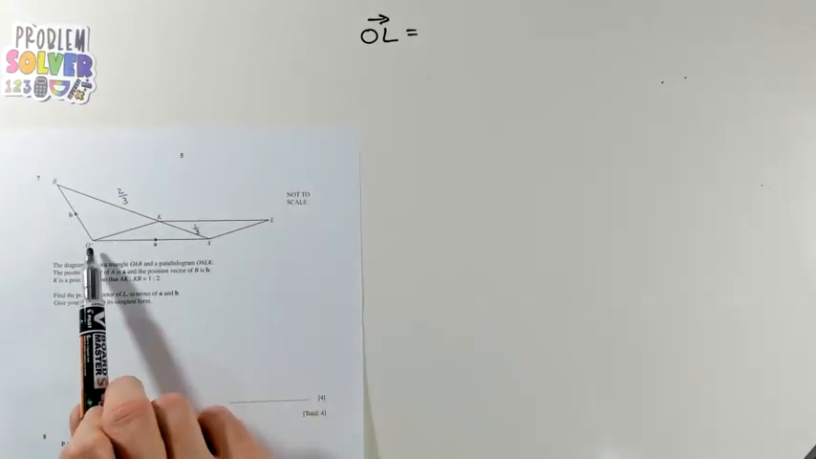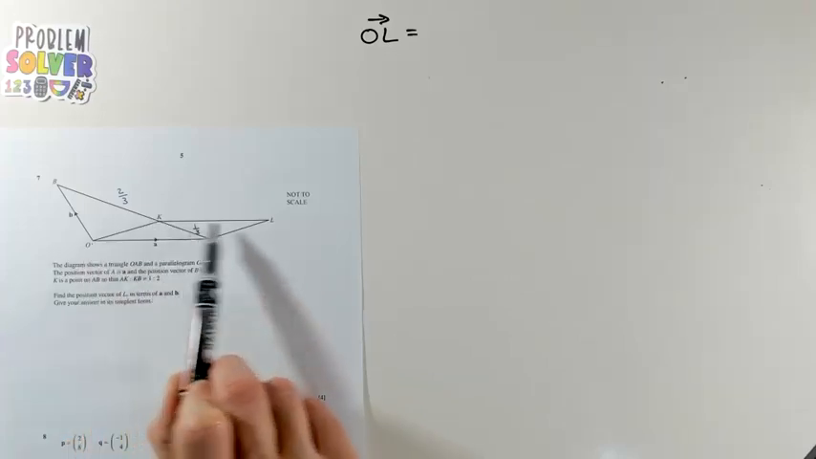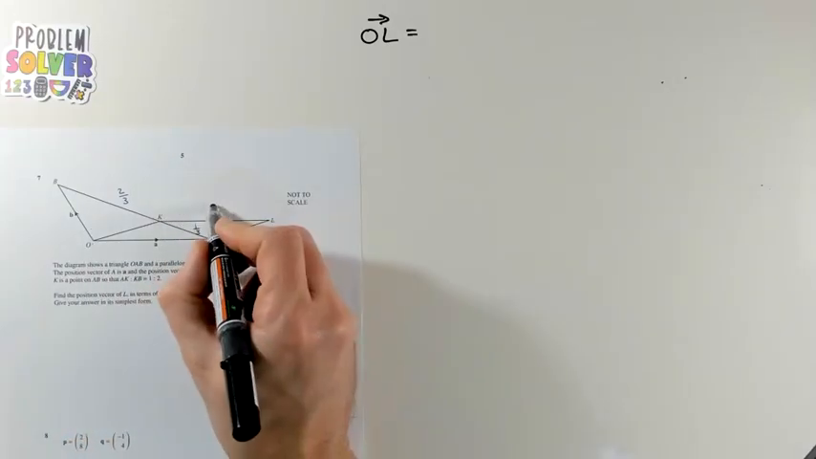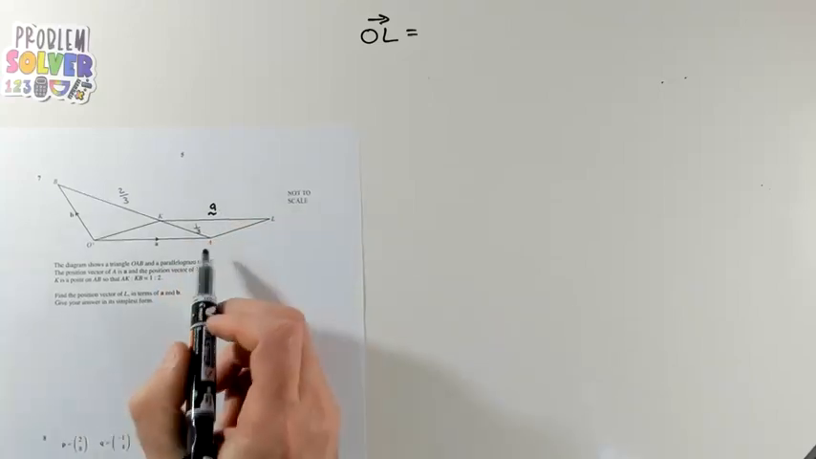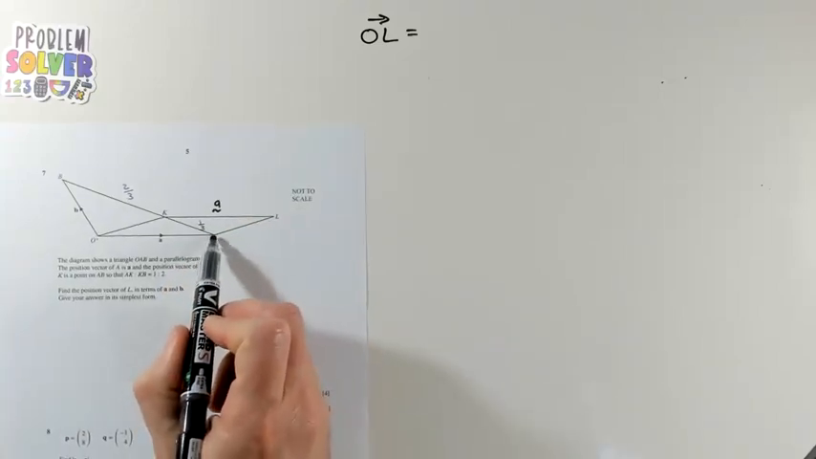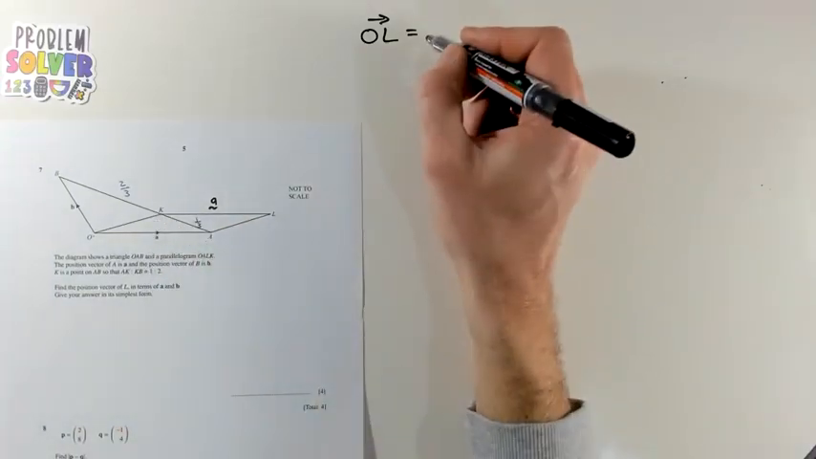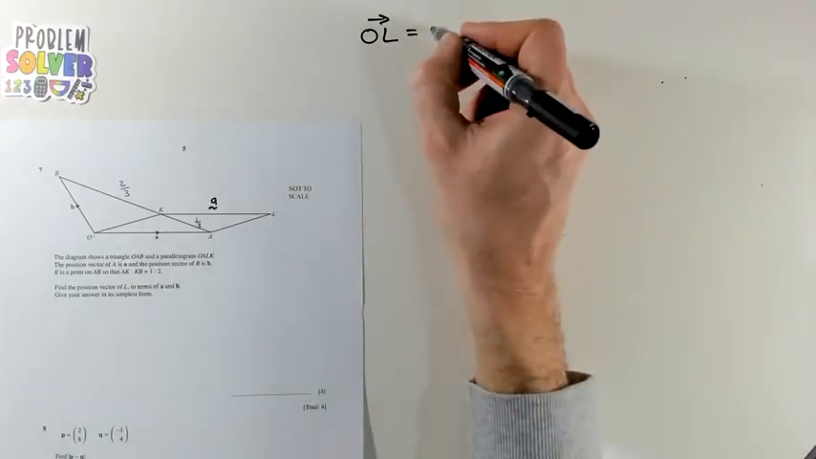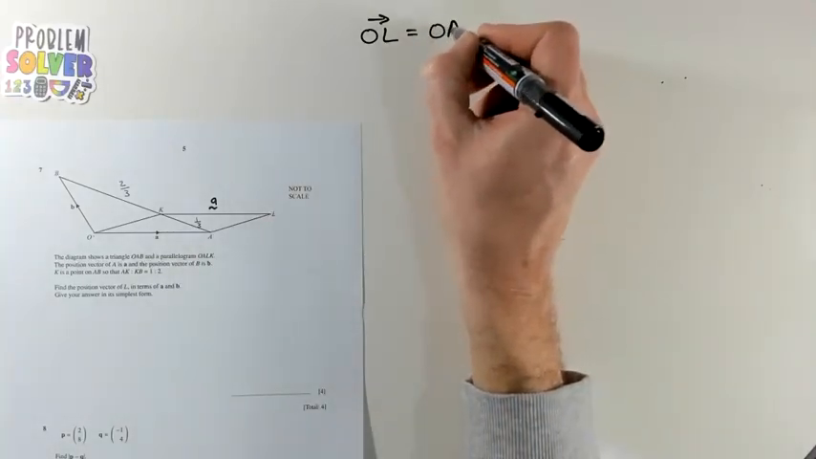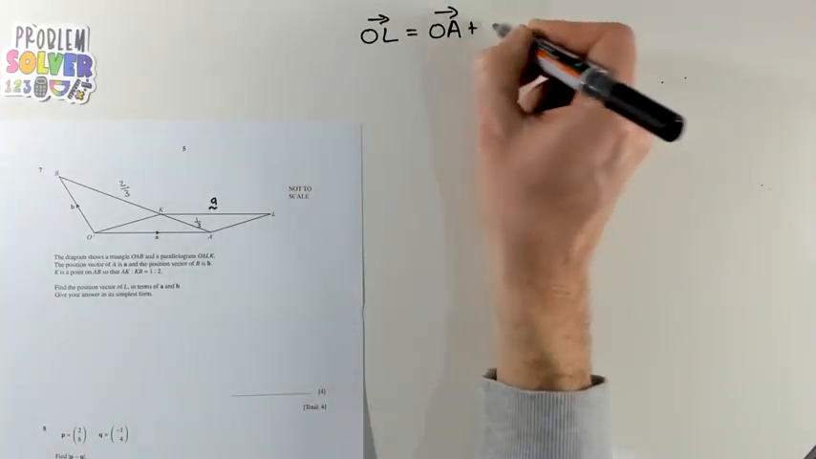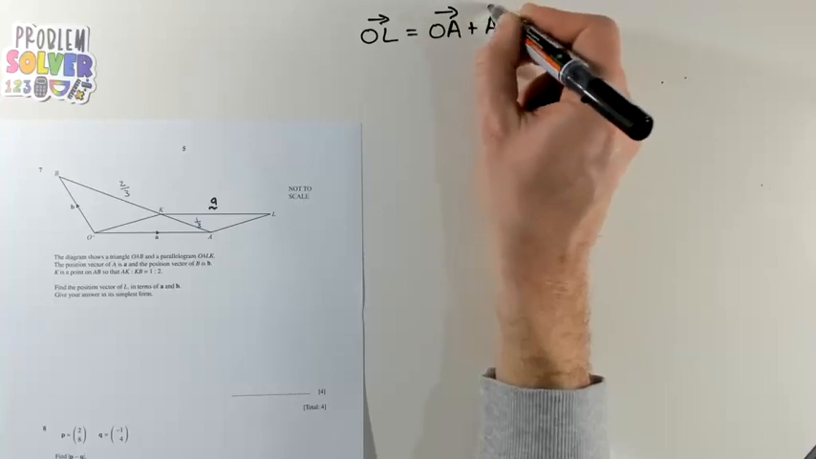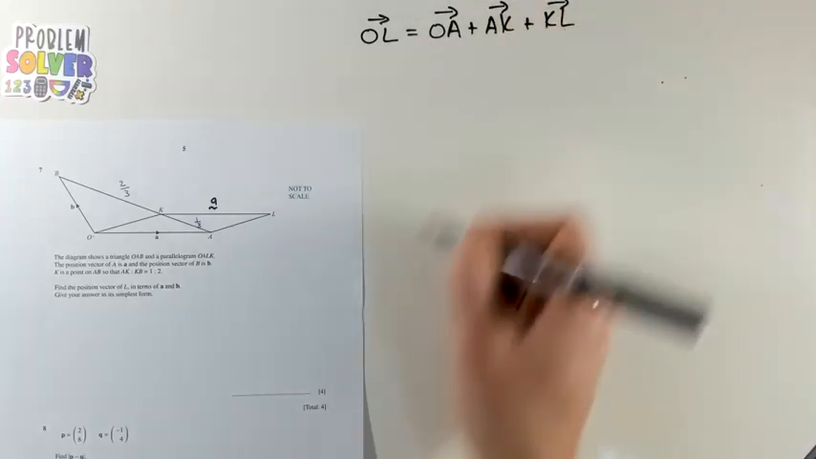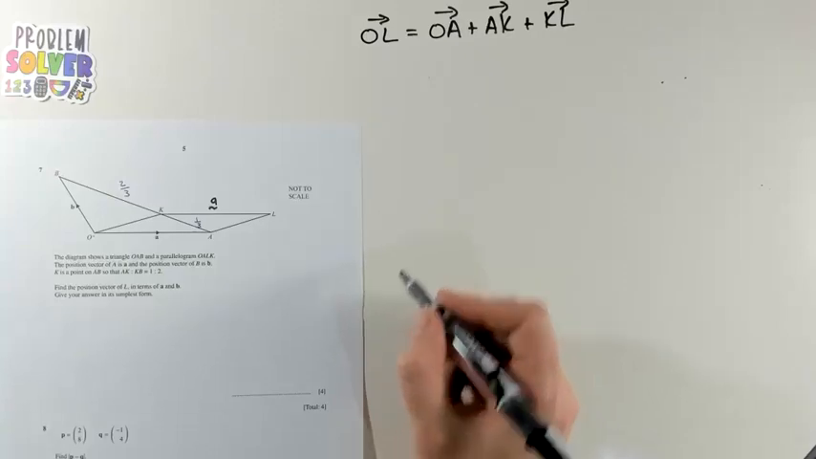And the reason I say that, because I know OA and KL is actually the same thing. Both of them are just going to be A. So the only tricky bit is finding that AK part. So we'll look into that now. So going from O to L, I can follow OA plus AK plus KL. Okay, so that's kind of the route I'm going to follow.